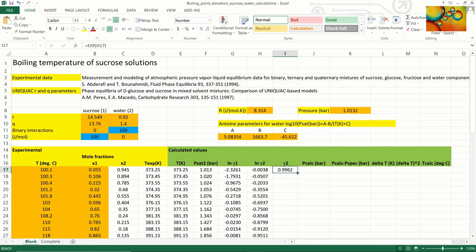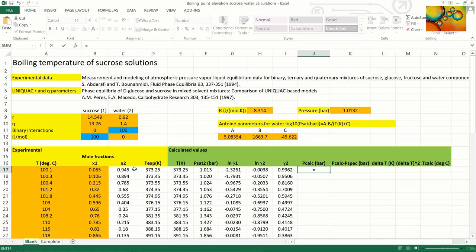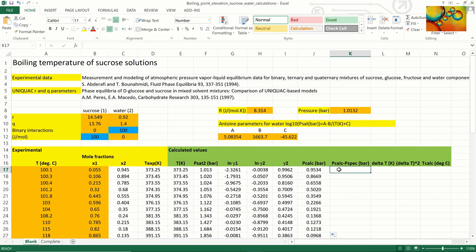Now we get gamma 2 as the exponential of the logarithm. The calculated pressure will be the mole fraction of water times its activity coefficient times the vapor pressure of water at the temperature of the given data point. Now we calculate the difference between the calculated pressure and the specified pressure, which is the atmospheric pressure at all points.